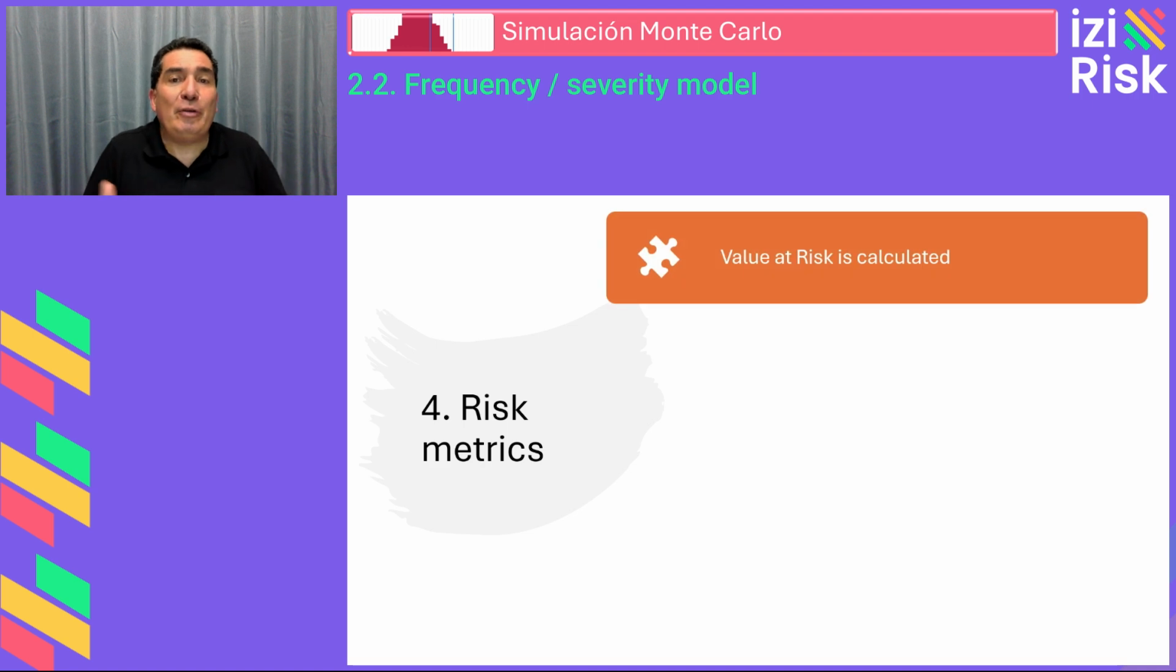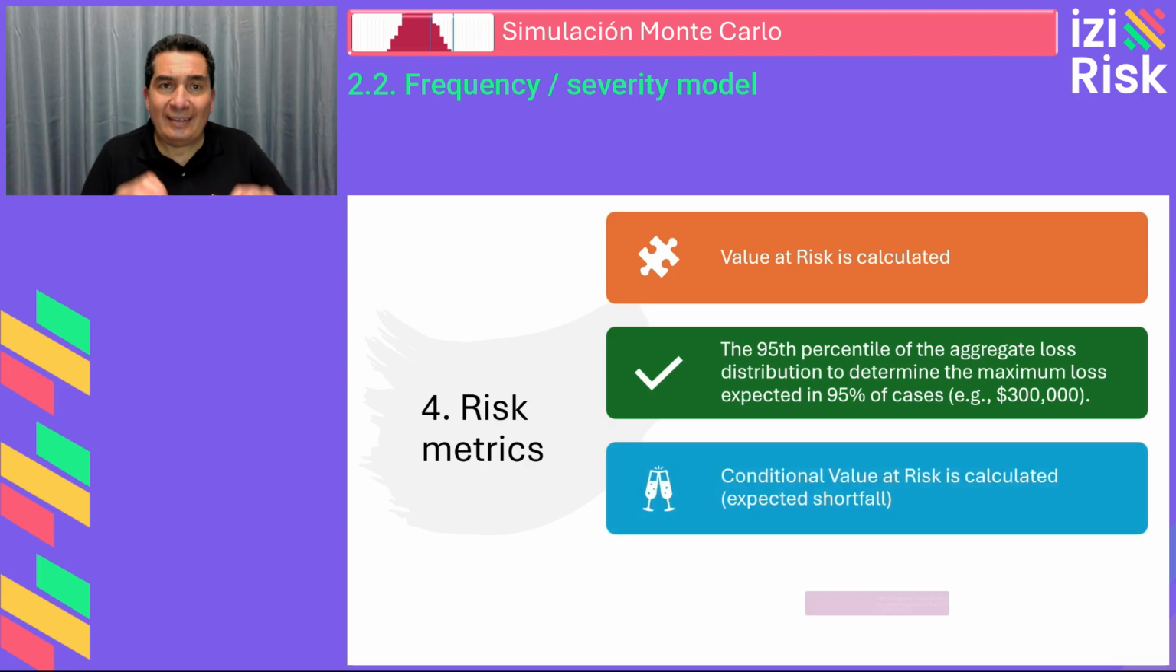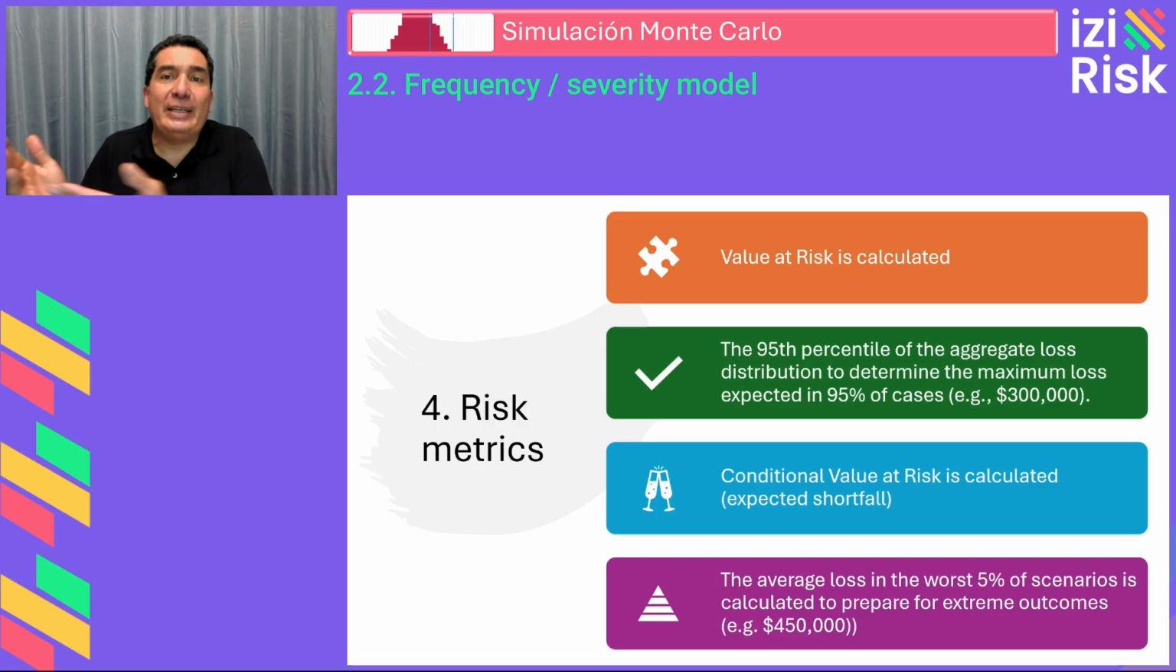For example, the value at risk, the VAR, is calculated representing the maximum estimated loss with a given confidence level, such as the 95th percentile. This means that there's a 95% certainty that losses will not exceed such an amount. So this is the essence of the frequency-severity model. It is a fundamental tool for understanding and structuring risk models in operational and project risk management. During this course, we will delve deeper into the practical applications of this model.